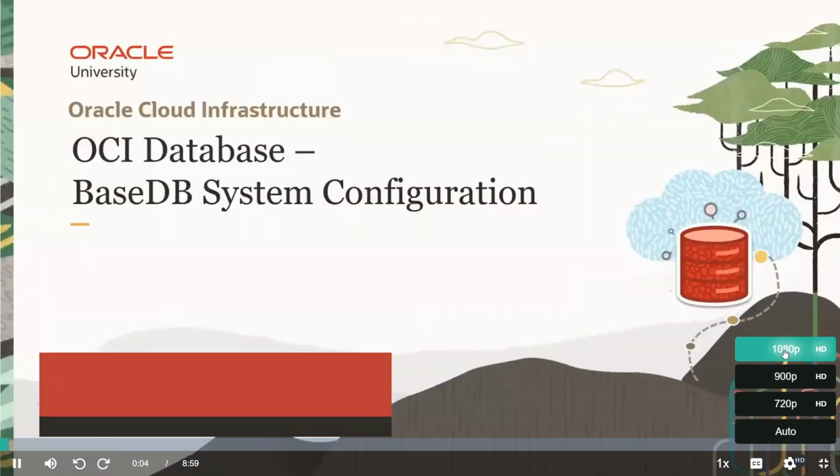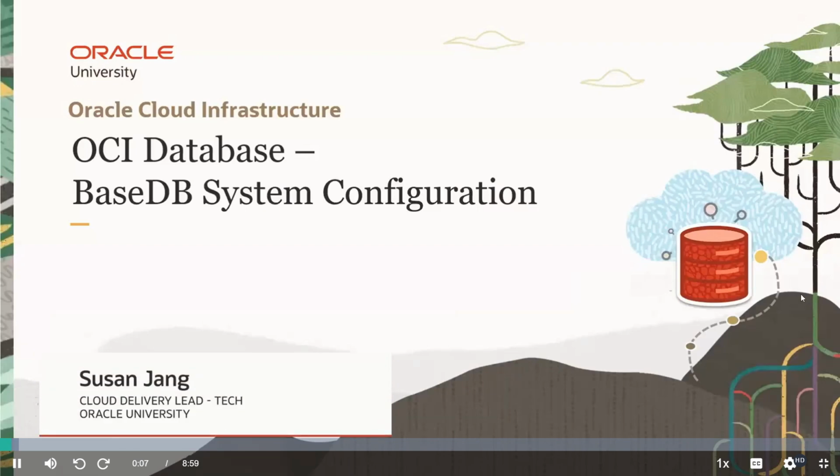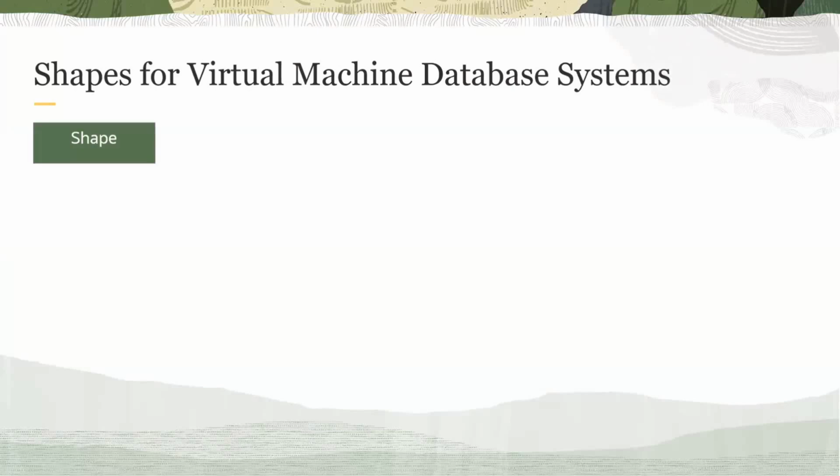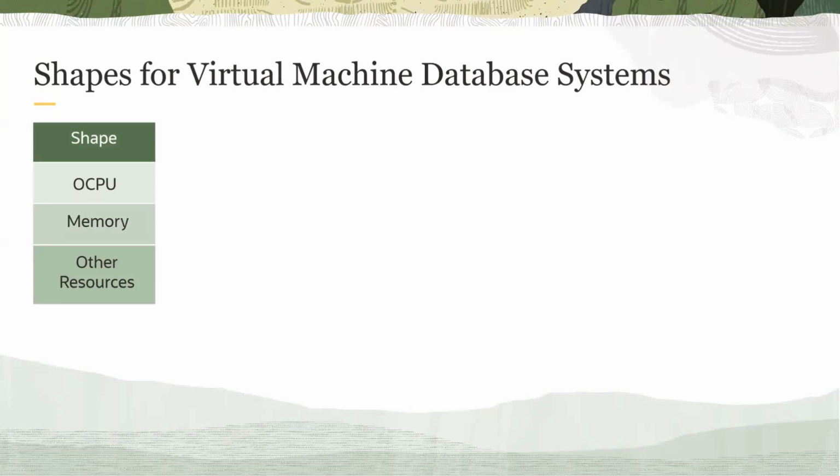Oracle Cloud Infrastructure, OCI Database, Base Database System Configuration. Shapes for virtual machine database systems. When you configure a database system, you need to select a shape for it. A shape is really a template that determines the number of OCPUs, the amount of memory, and other resources that are allocated to your database system.